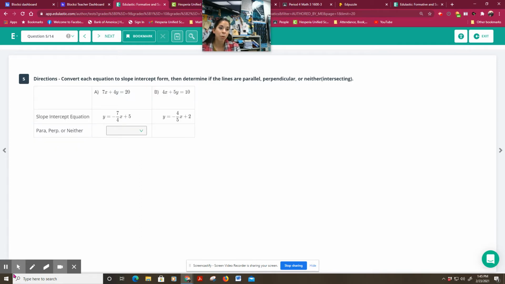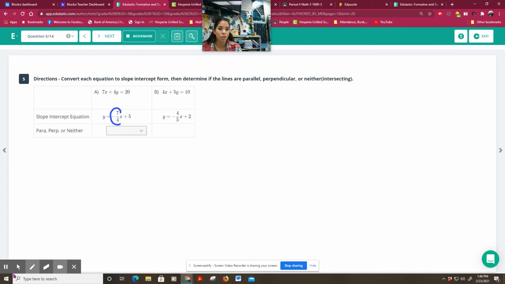Number 5, convert each equation to slope-intercept form, then determine if the lines are parallel, perpendicular, or neither. So again, in the review, you had to convert it to slope-intercept form, but here it's already done for you. How cool is that? So all you have to do is look at the slopes again.